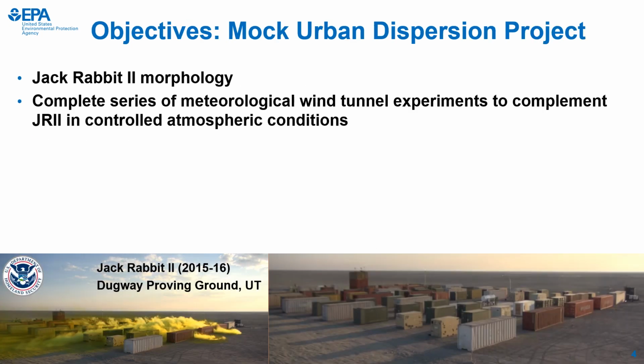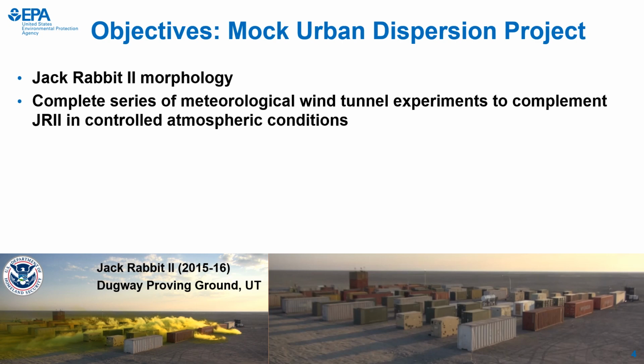So for this project, we aim to study the dispersion of a hypothetical plume within a mock urban environment. The design of our urban area was based off the Jackrabbit 2 field study, which was a full-scale field project developed by the Department of Homeland Security and several other agencies. It occurred between 2015 and 2016 at Dugway Proving Ground and featured an array of 80 Conex shipping containers to mimic streets and rows of buildings.